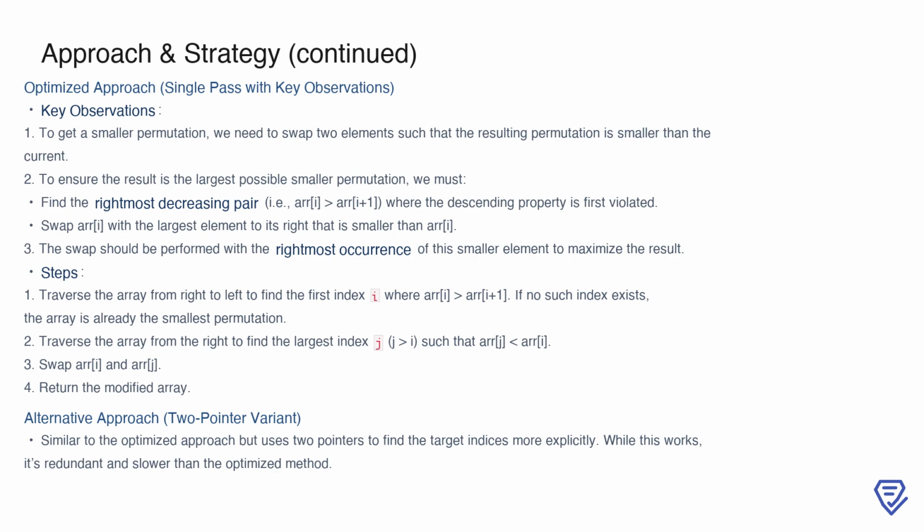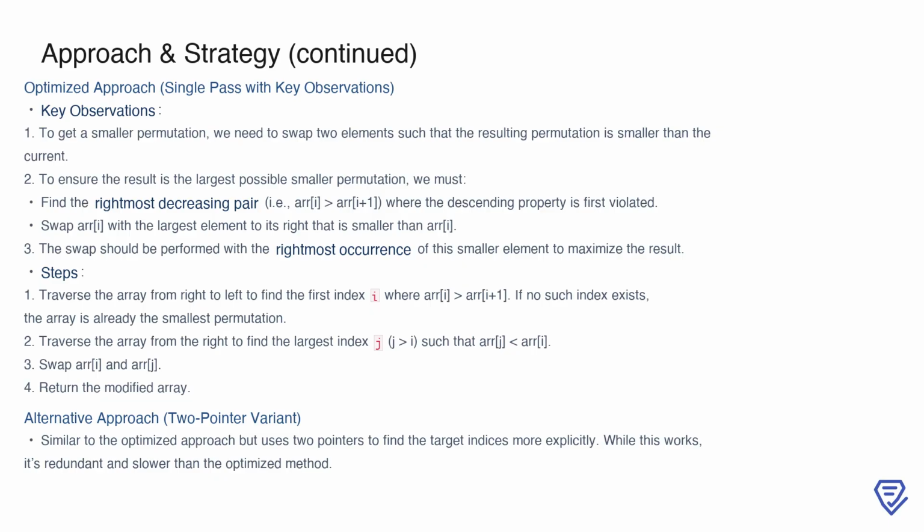To address the inefficiencies of the brute force method, we developed an optimized approach that relies on key observations about permutations. First, to generate a smaller permutation, we need to swap two elements such that the resulting array is smaller than the original. To ensure that this smaller permutation is the largest possible, we take the following steps. We identify the rightmost decreasing pair in the array, which is the first point from the right where the descending order is broken. This gives us the index i. Next, we find the largest element to the right of this index that is smaller than the element at i. Let's call this index j. To maximize the result, we choose the rightmost occurrence of this smaller element.